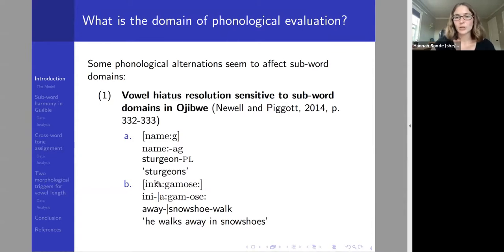What Newell and Piggott have said is that this difference is due to syntactic phase boundaries. Namely, the noun-plural boundary in 1a is within a syntactic phase domain, whereas for what we would think of as an adpositional meaning, the preverb or prefix on the noun, there's a phase boundary in between those two things, and that's why we don't get hiatus resolution.